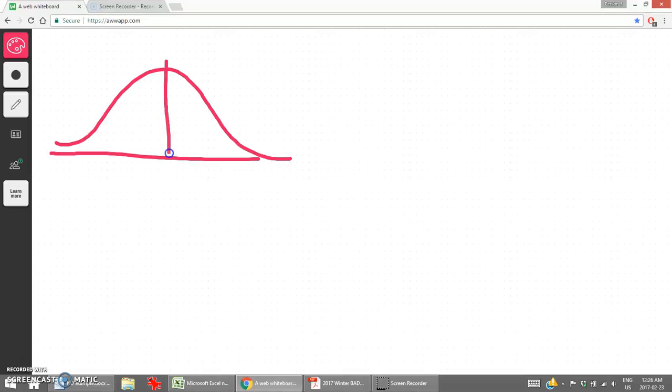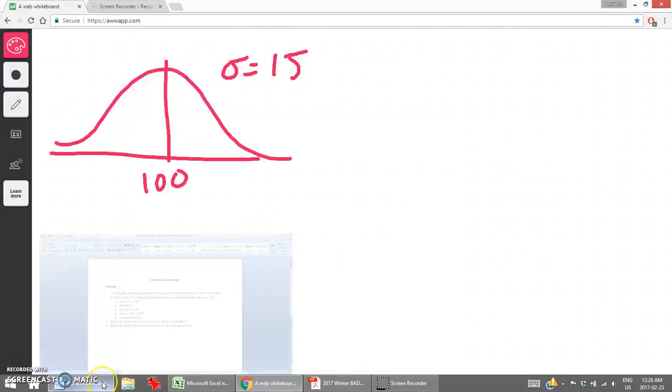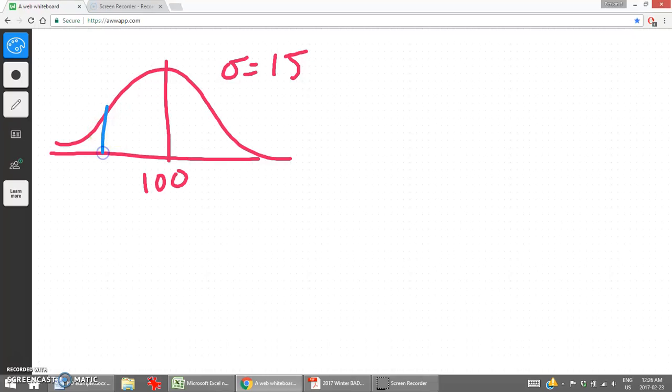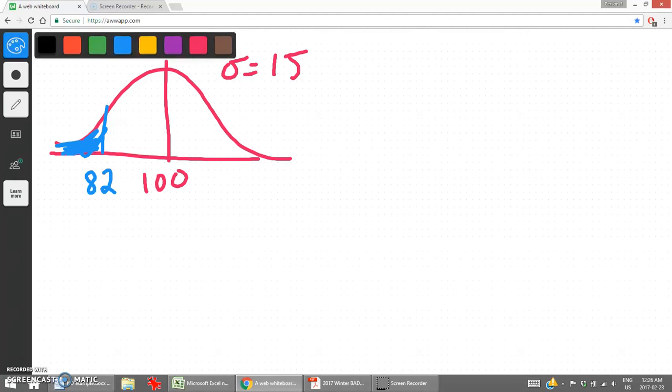normal distribution. So the average is 100, with a standard deviation of 15, and we want to calculate the probability that it is less than 82. So let's put 82 right there. 82 is less than the average, so it's on the left side of the distribution, and that's the area we want. So I'll go back to a different color.